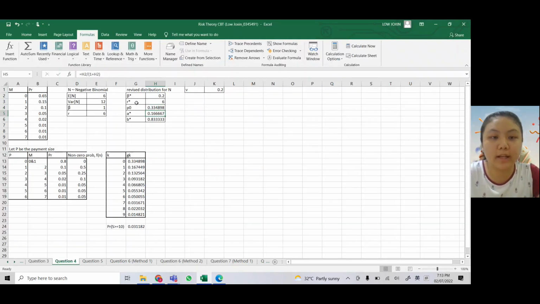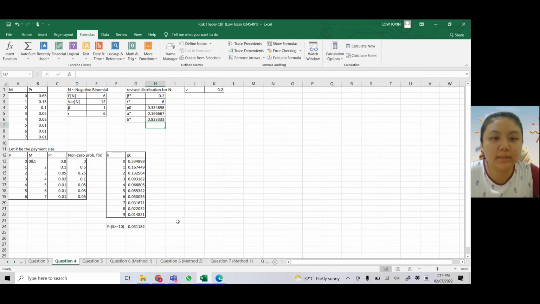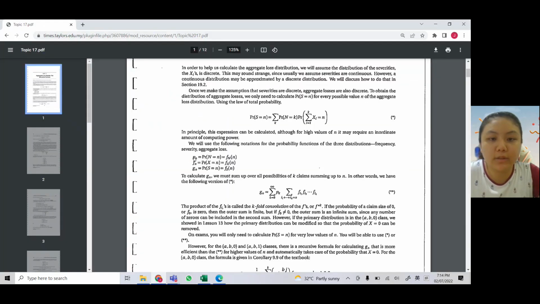0.334898. And A equals beta over 1 plus beta, but now we will use the new beta instead of the original beta. And for B, the formula is (r minus 1) times A. So we will find this B using the new parameters. When we get this, according to the note, Pn is the number of claims, Fn is the severity of claim, and Gn is the aggregate.